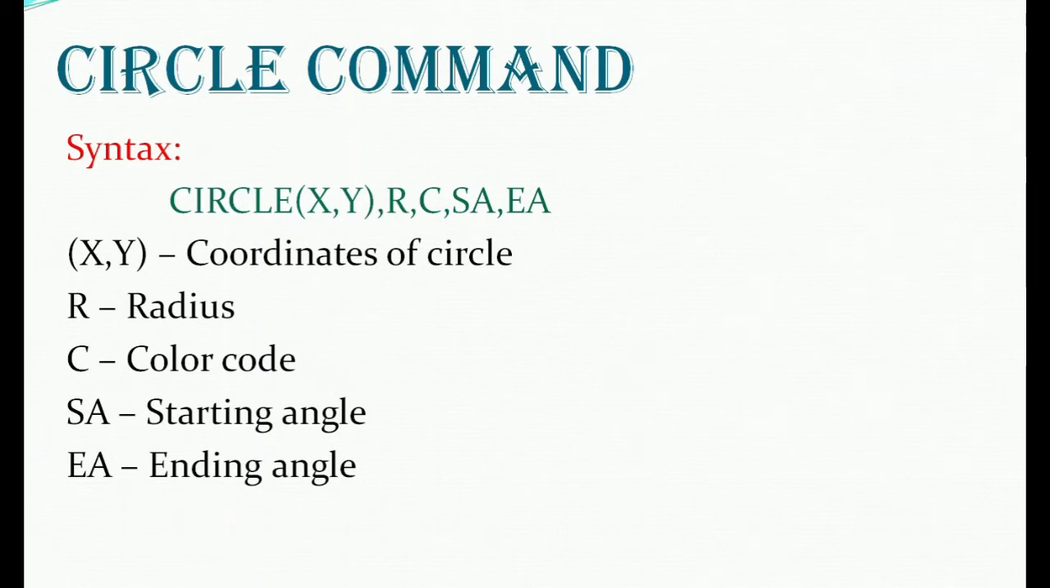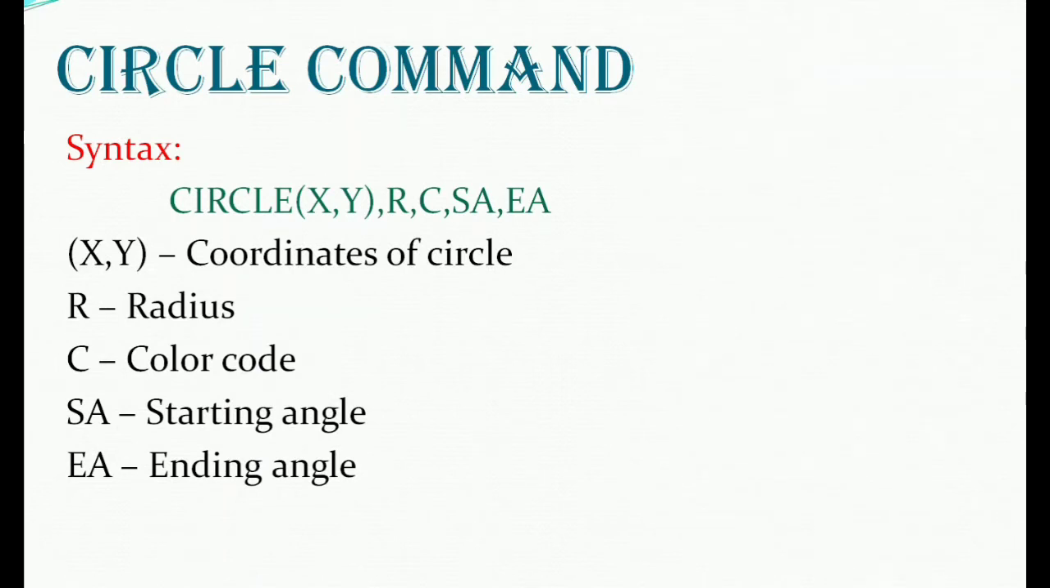Every code should be separated with a comma, where x and y are the coordinates of the center of the circle, R stands for the radius of the circle, C for the color code. We have studied there are 16 colors supported by QBasic, so according to our wish, we can select the color code for each color. And finally, SA stands for starting angle and EA stands for ending angle. In this command, the SA and EA are optional, so while drawing a circle, we can omit those 2 codes.